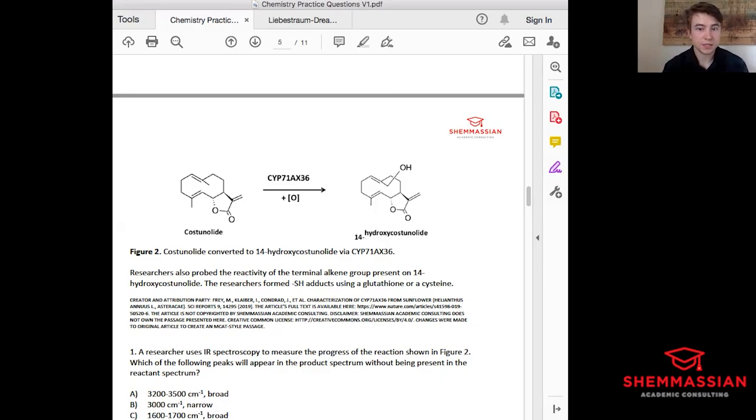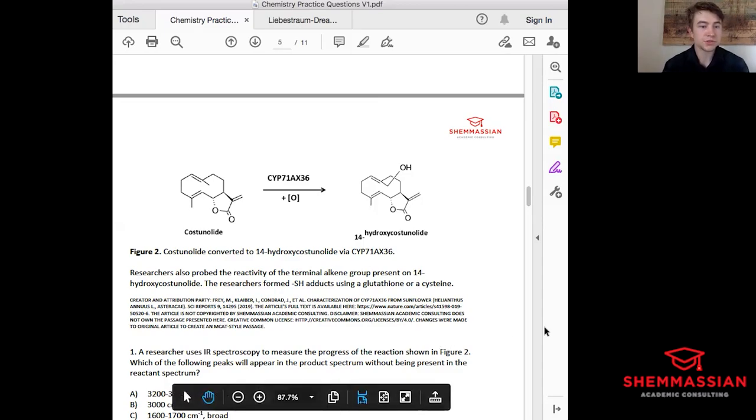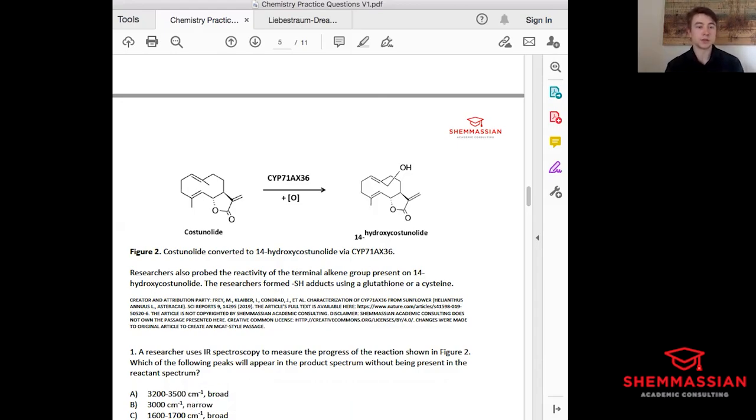Okay. Let's do the last paragraph. So researchers also probed the reactivity of the terminal alkene group present on 14-hydroxycostunolide. Okay, so that would be this thing up here, now that I've seen the figure. And the researchers formed SH adducts using glutathione or cysteine. So basically they're probing reactivity in this paragraph where they're talking about that.